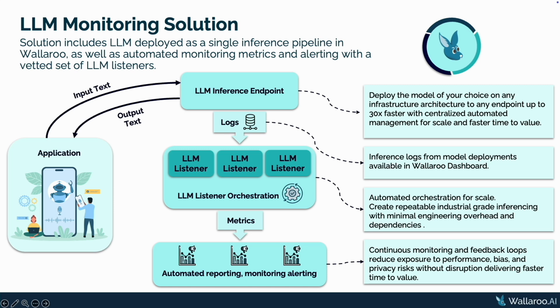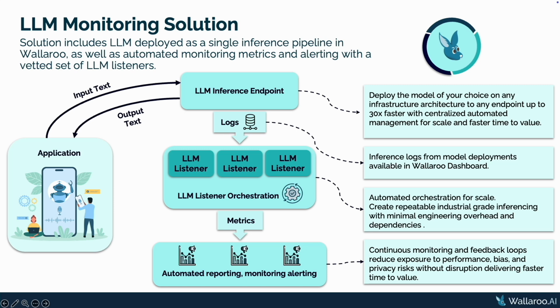The idea with LLM Listeners is that as my model is serving inferences in production, it's generating rich logs that I can use to get an idea of how it's performing. Then I have one or more LLM listener agents. These can be traditional NLP models. These could be other LLMs. They could be simple rules-based systems. They can really be anything that I want to use to generate a score on how my LLM is performing.